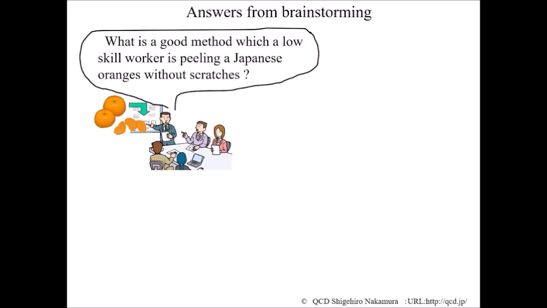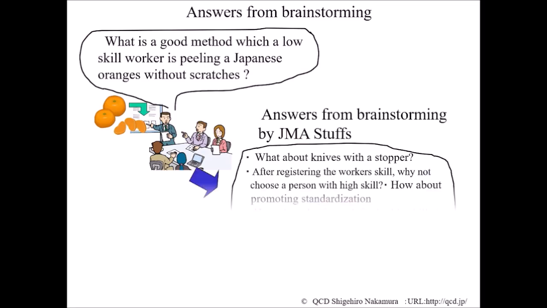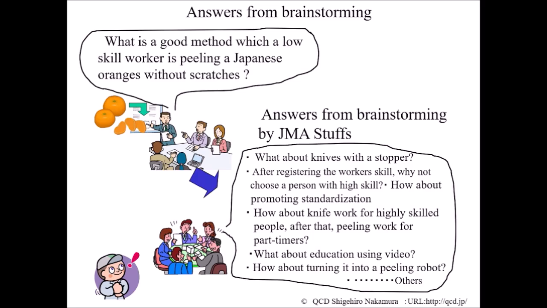From now on, I will show you some idea samples. What do you think of each idea? First, what about knives with a stopper? Second, after registering the workers' skills, why not choose a person with high skill? Third, what about education using video? Fourth, how about knife work for highly skilled people, and after that, peeling work for part-timers? Fifth, how about turning it into a peeling robot? Sixth, how about developing a skinless Japanese orange with biotechnology?